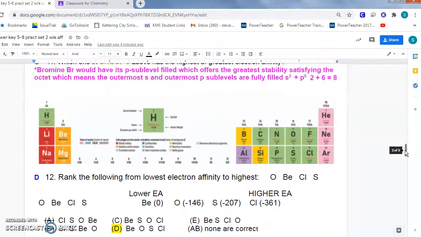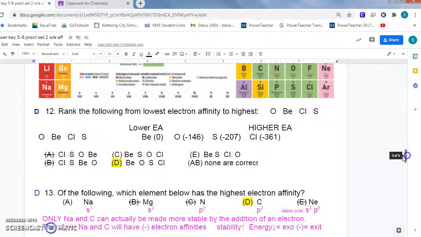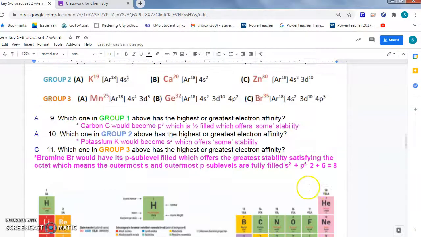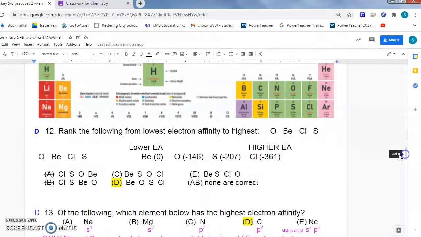All right, we come down to here. Now we're supposed to rank oxygen, beryllium, chlorine, and sulfur in order from lowest to highest affinities. And they gave us a little chart to look at here.